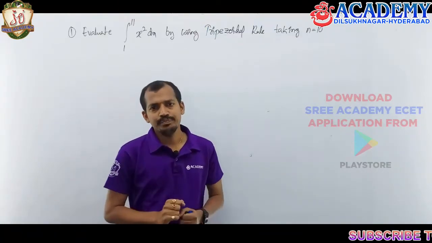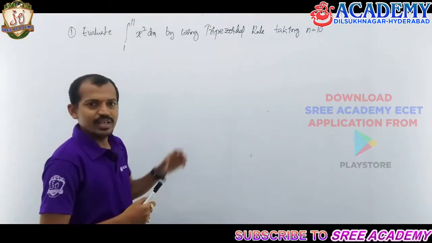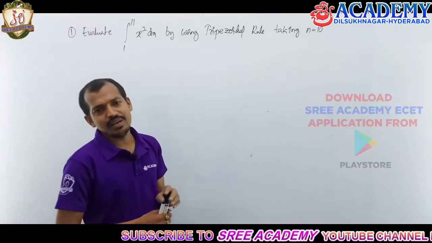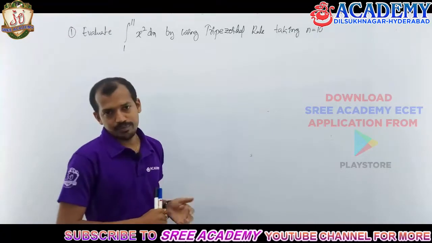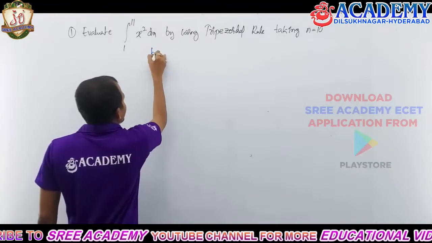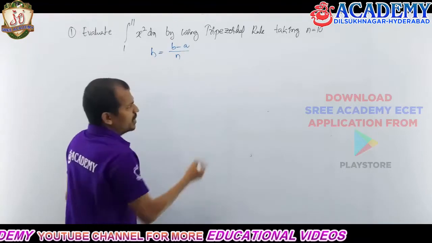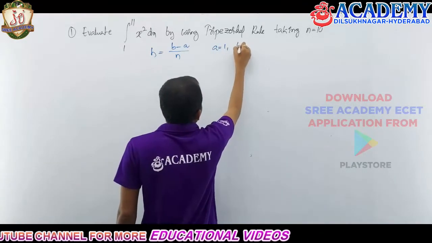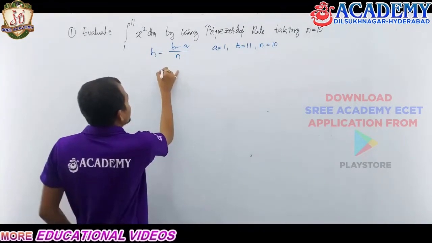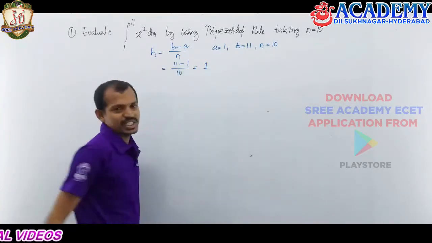Let's see this problem. The question given is integral 1 to 11 x square dx, by using the trapezoidal rule, and the number of subintervals is 10, so n equals 10. First of all I am finding h, which is b minus a divided by n. Here a equals 1, b equals 11 and n equals 10. If you substitute, that is 11 minus 1 divided by 10, that is 10 divided by 10, 1. The h value is going to be 1.